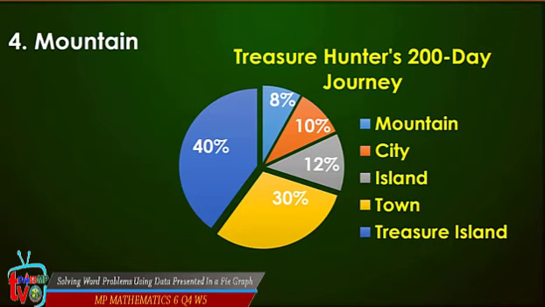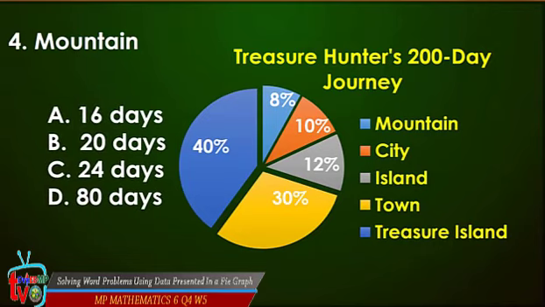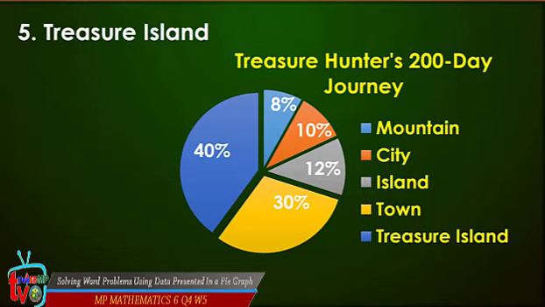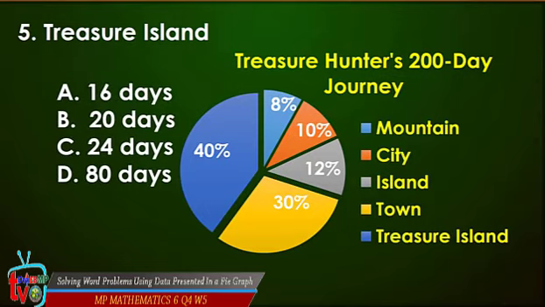Number 4, mountain. A, 16 days. B, 20 days. C, 24 days. D, 80 days. Number 5, treasure island. A, 16 days. B, 20 days. C, 24 days. D, 80 days.